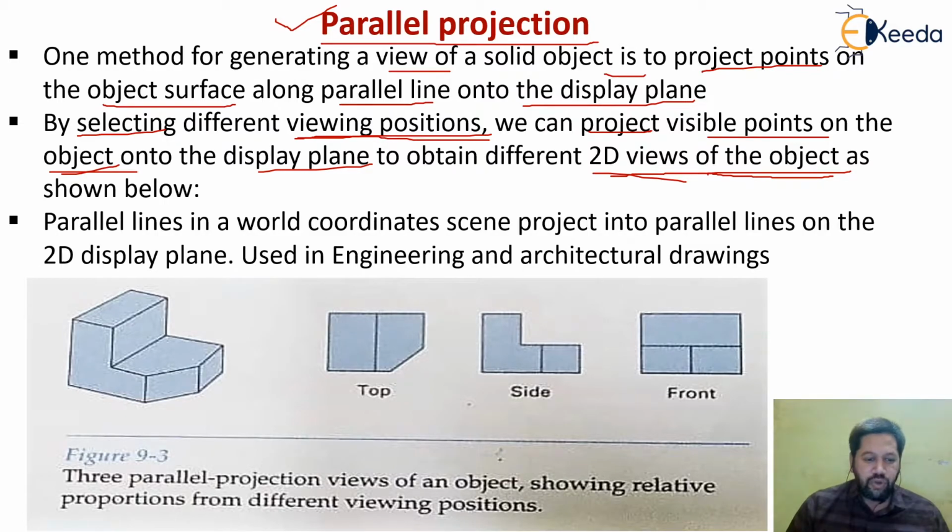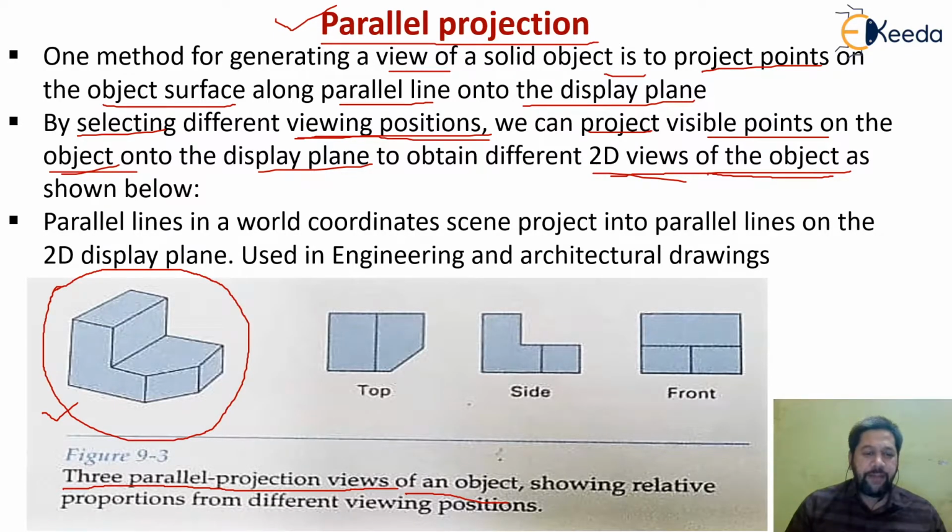So this diagram shows the three parallel projection views of an object. These are the three parallel projection views of my object. This is my original object, which is a three-dimensional object. Now for this three-dimensional original object, if I take different viewing positions, they may be top, and a number of positions are possible, but we are considering the front side, left side or right side, as well as the side view, top view and bottom view and so on. So basic three views we have shown.